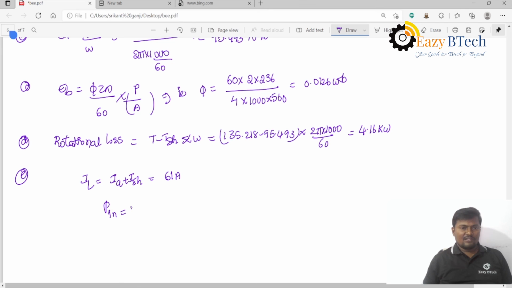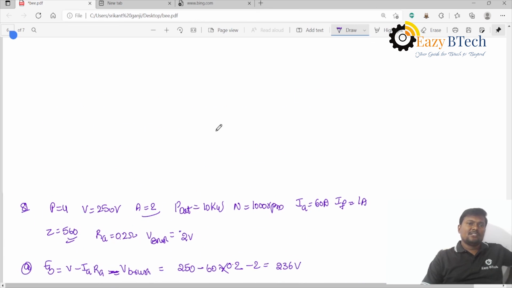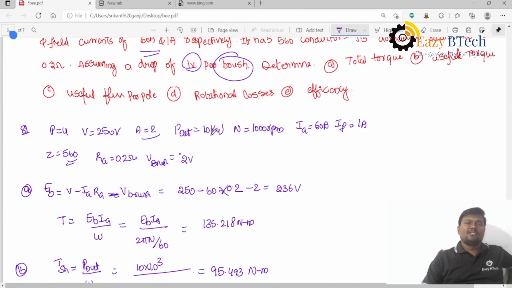Power input is equal to V into IL, 250 into 61, that should be equal to 15,250 watts. So efficiency is equal to power output divided by power input into 100, 10 into 10 to the power of 3 divided by 15,250 into 100. So finally I got it as 65.57 percent. So in this problem you will observe it's very simple.